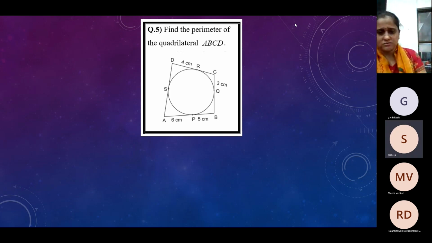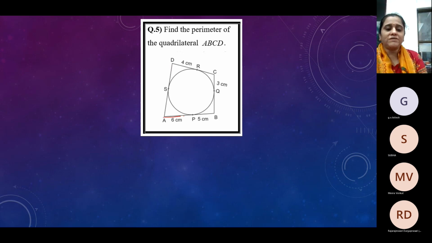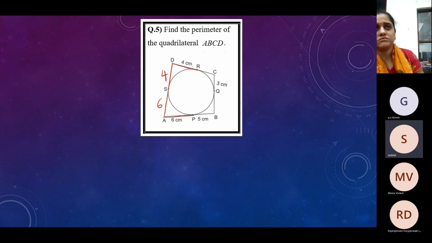AP is equal to AS. One second. AP is equal to AS. So how much is AS? 6 centimeter. Next. DR is equal to DS. So DS is equal to 4 centimeter. So what's the theorem we're using here? Tangents drawn from the same external point to the circle are equal in length.